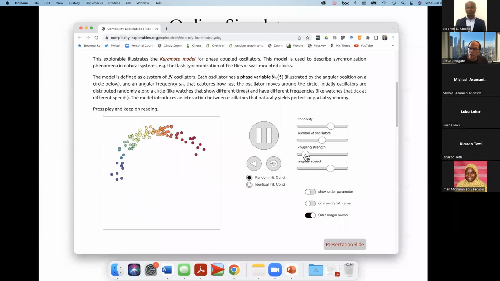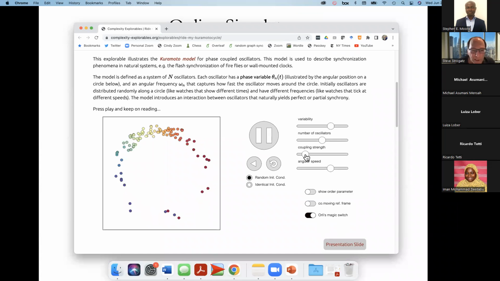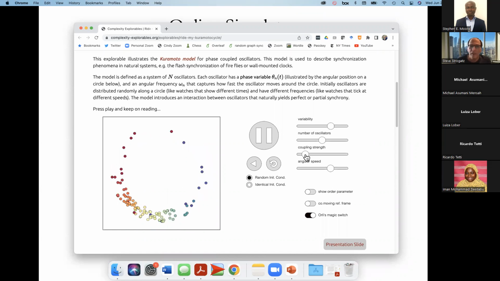Now, one question you might have is, is it always like this? Do they always run as a pack, or can something else happen? And I think if I get to just the right value, something interesting is happening here, isn't it? Look, it looks like some of the purple ones have broken away. They're not actually in sync with the others.